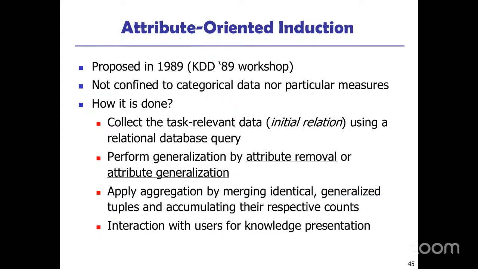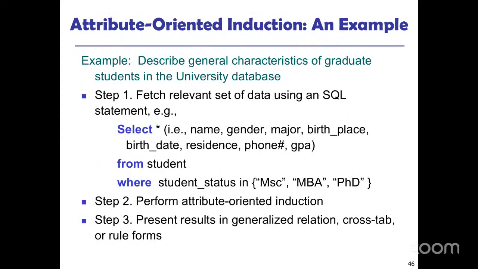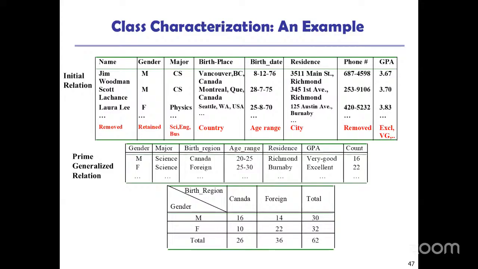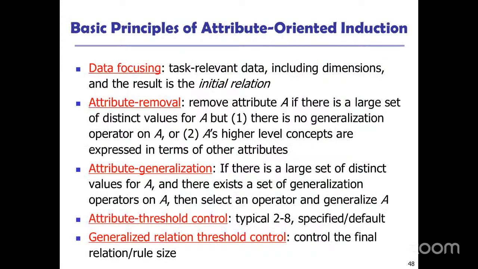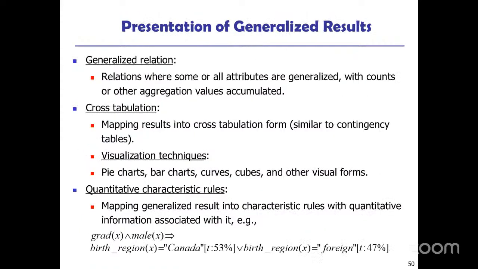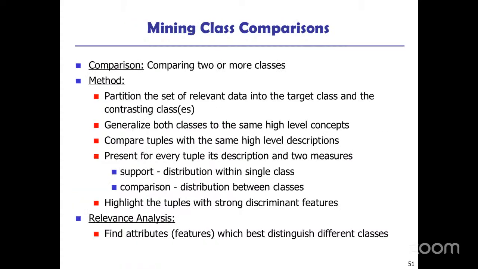Attribute-oriented induction is not needed. Class characterization, initial relation, prime generalized relation, table, and how these are connected. Basic principles of attribute-oriented induction. Presentation of generalized results, that is generalized relations. Cross tabulation is nothing but using tables. We have visualization techniques, that is pie charts, bar charts, curves, cubes, and other visual forms. Quantitative characteristics. Mining class comparison.